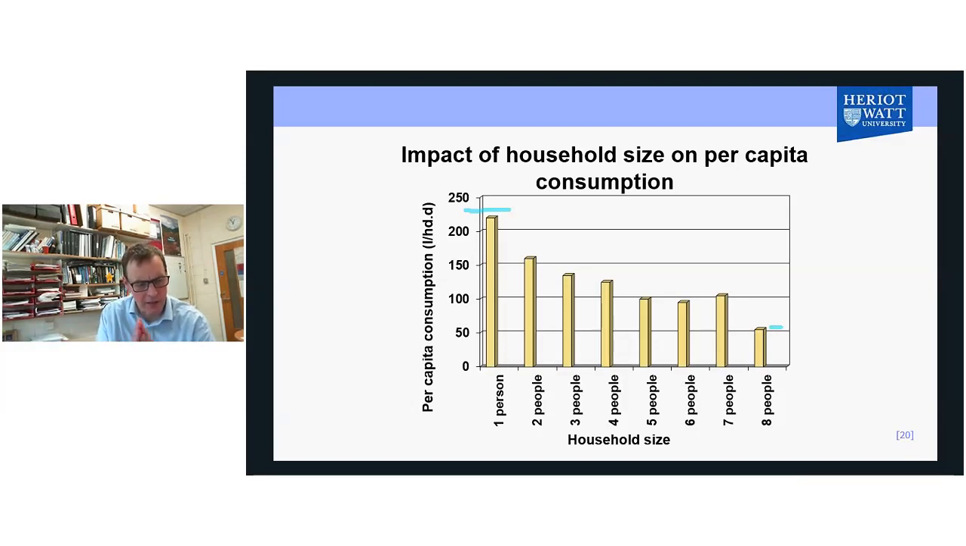So basically, you can see what's happening there. If you live alone, you tend to use more water per person than people who live together. No jokes about sharing showers or baths, etc. Please.